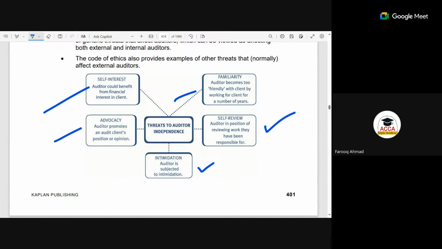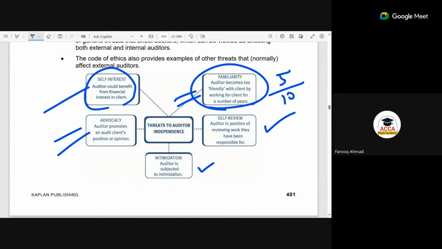The self-interest threat is that the auditor could benefit from a financial interest in the client. So maybe if he is an auditor of any food chain, or he is taking a benefit of that. Or advocacy: the auditor promotes and advocates the audit client's position in our opinion. And then familiarity: the auditor becomes so friendly with the client by working for a client for a number of years. If there are rules and regulations, 5 years or 10 years, then they have a restriction. The auditor cannot be the same auditor. Auditor rotation will be there.